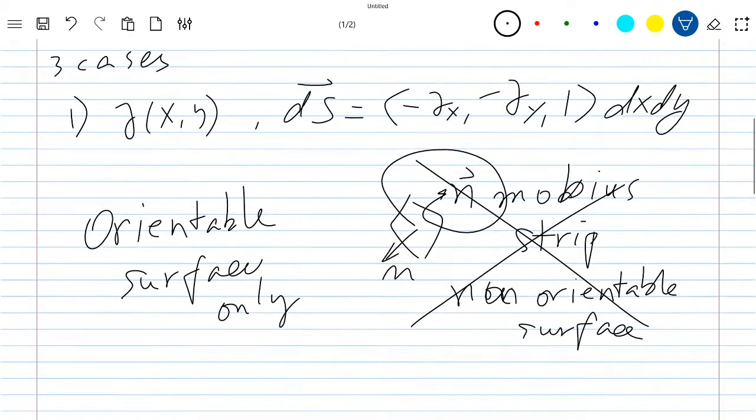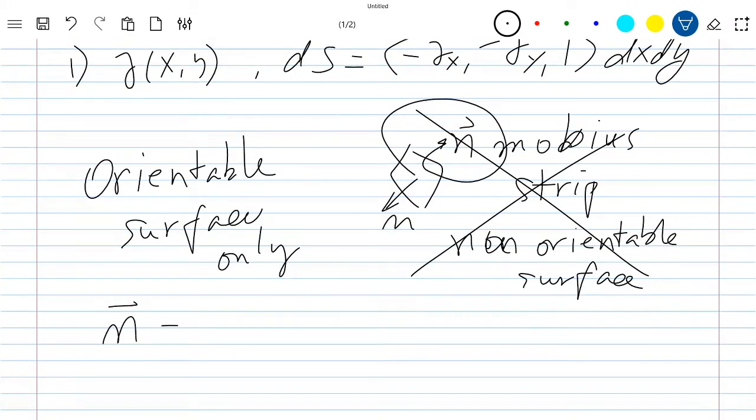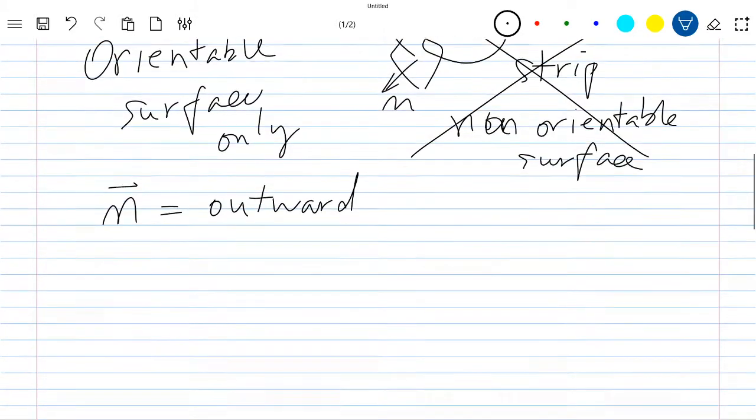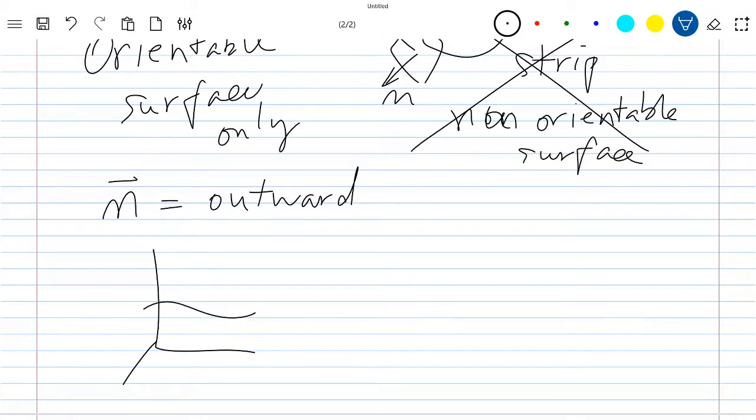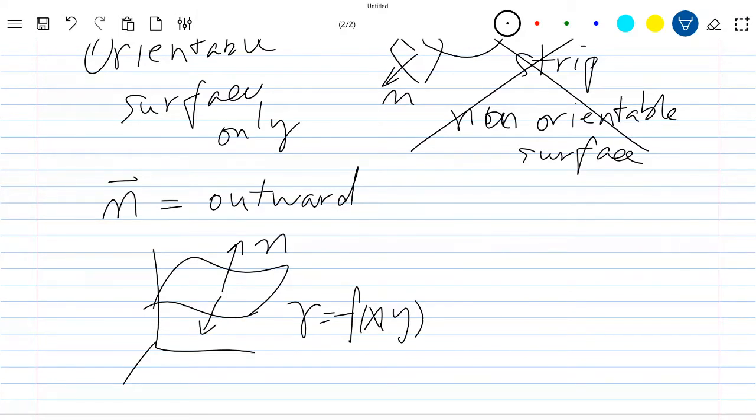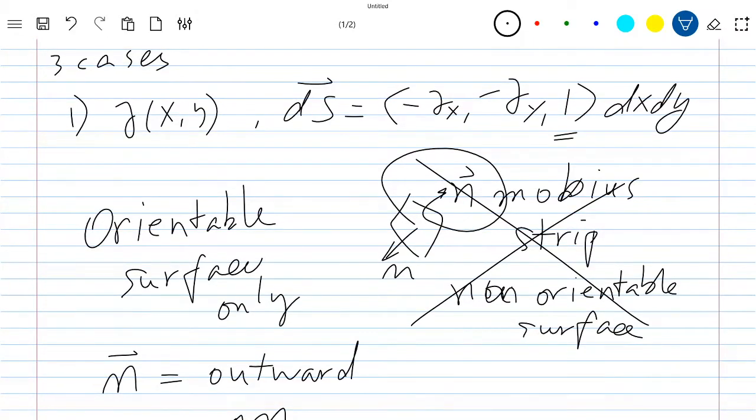And by default, we will choose n to be outward, let's say away from some kind of center. And if it's a surface like that, then we choose upward. Say z equals a function of x and y, then you can choose this way or that way, right? We choose the upper one. And how do you say it in vector form? We choose this to be positive. So the z component is positive, which means it's upward.